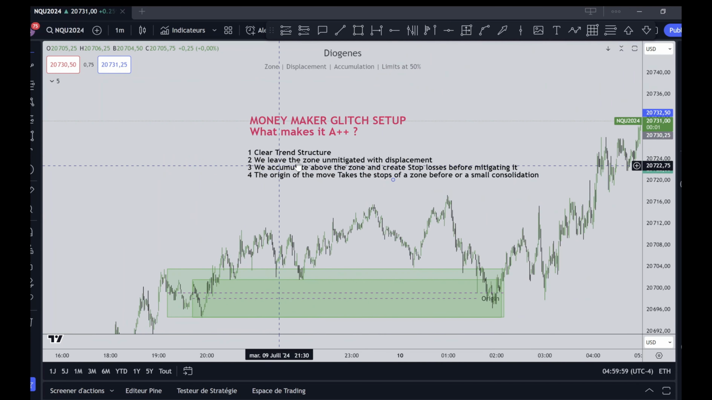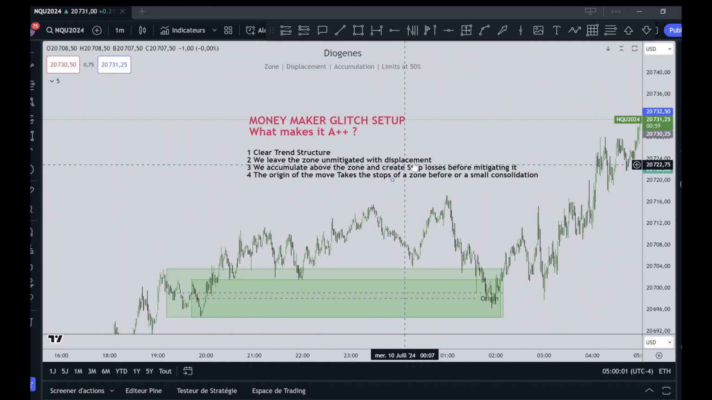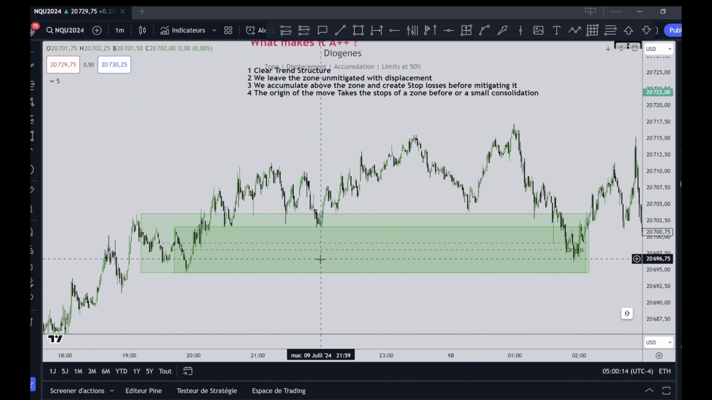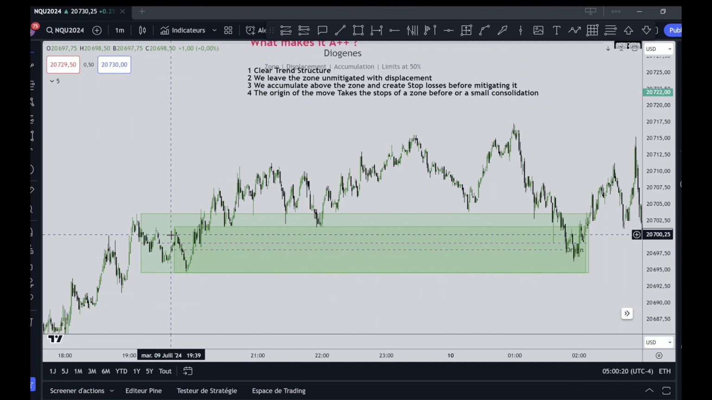Number 2. We leave the zone unmitigated with displacement. In this example, the origin of the move was never mitigated. Price left it with displacement, and we left the origin of the move unmitigated.